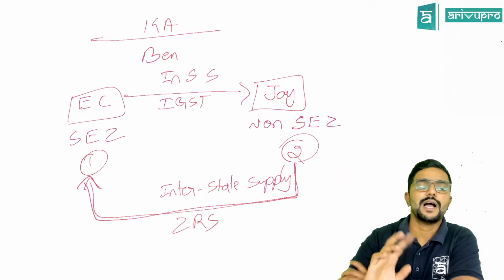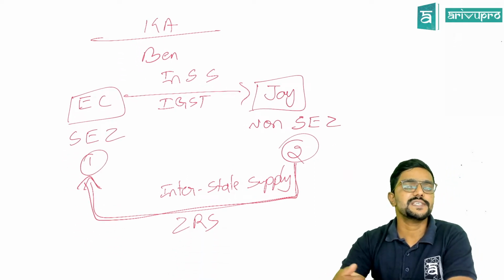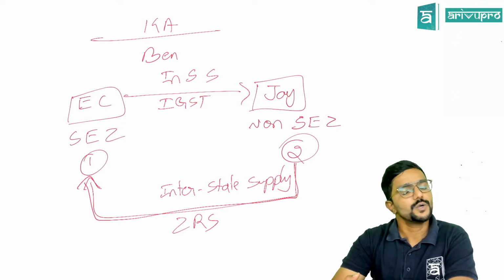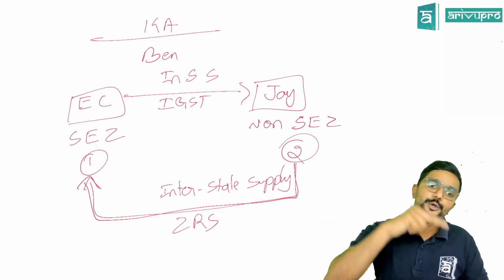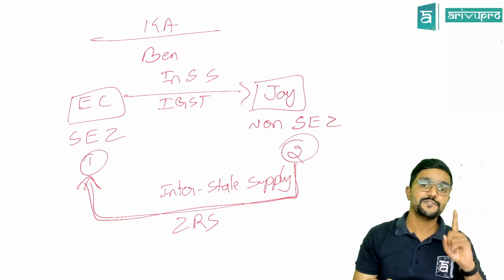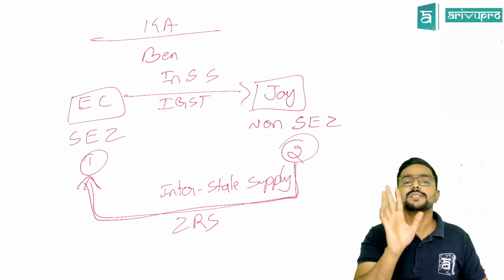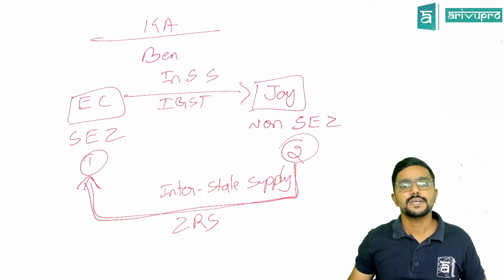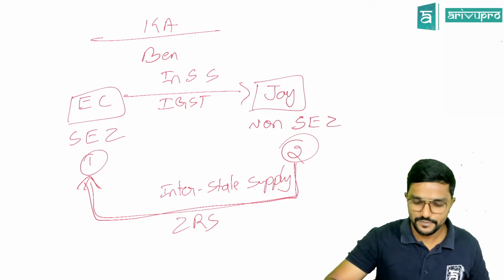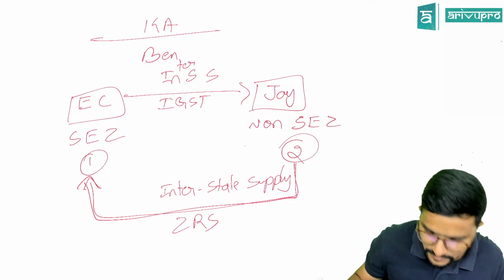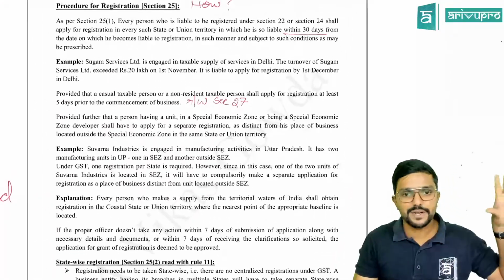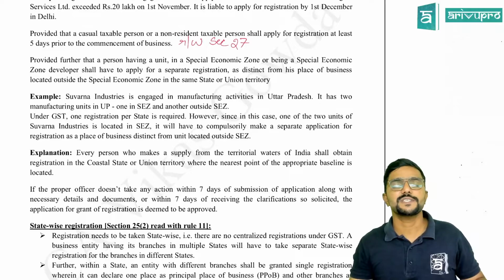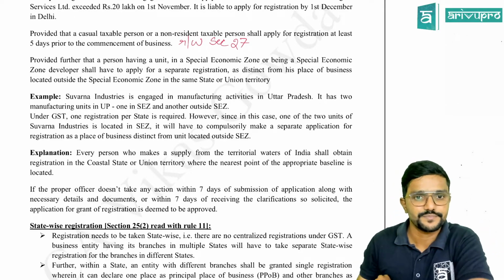I repeat, if you have 2 different branches in the same state, one in SEZ and the other outside the SEZ, 2 registrations are mandatory. If there is any supply between these 2 branches, it is always treated as interstate supply. If there is any supply to SEZ, it is always 0 rated. If there is any supply by SEZ, it is not 0 rated, but it is interstate supply. So please be careful. Clear? More about 0 rated supply, we will be learning in the IGST Act. Actually, 0 rated supply is covered in the IGST Act under section 16.